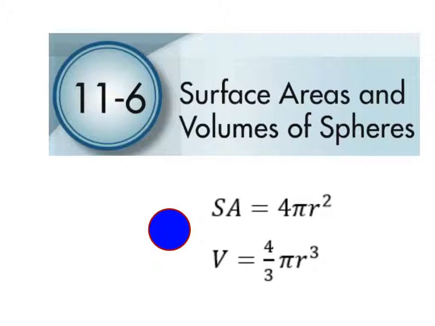In a sphere, all there is is a radius. Everything's the same distance from the center of the sphere. It's a radius, and so the formulas only use the radius. Let's try a couple.